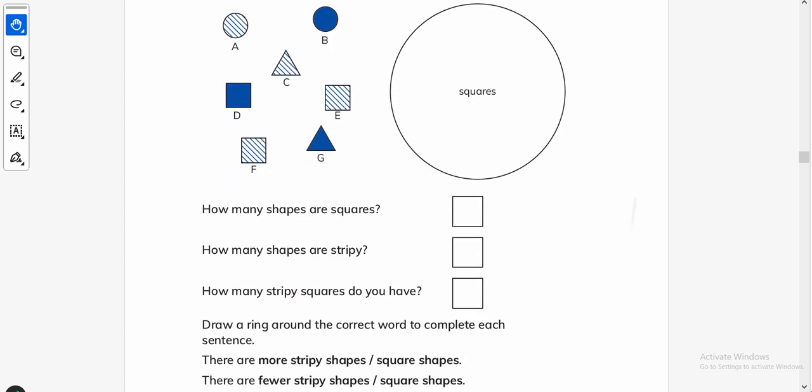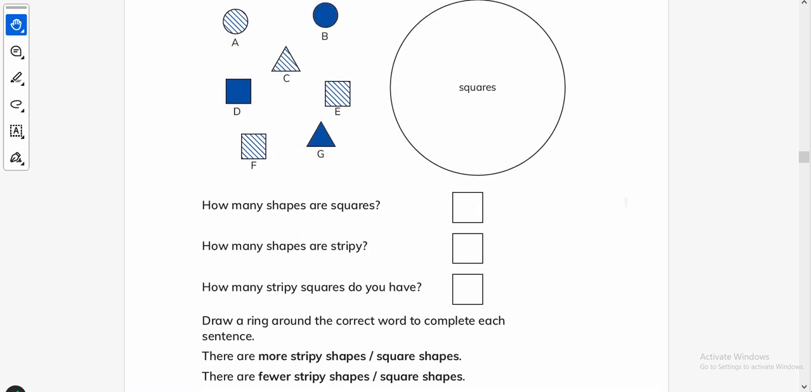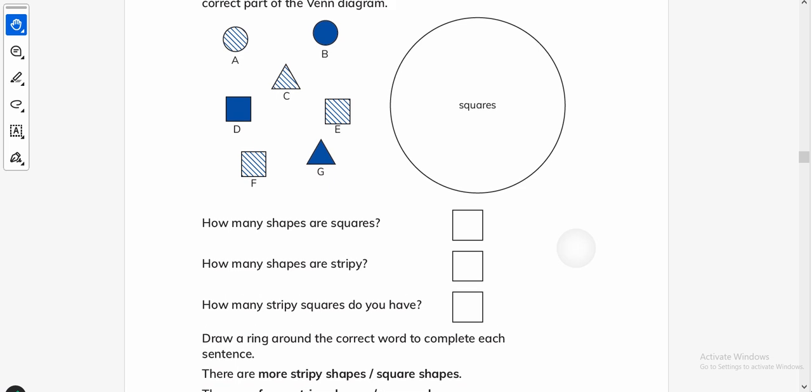Now the question is, how many shapes are squares? There are 3 squares. How many shapes are stripy? There are 4. How many stripy squares do you have? We have only 2. We have only 2 squares that have stripes, and they are squares as well.